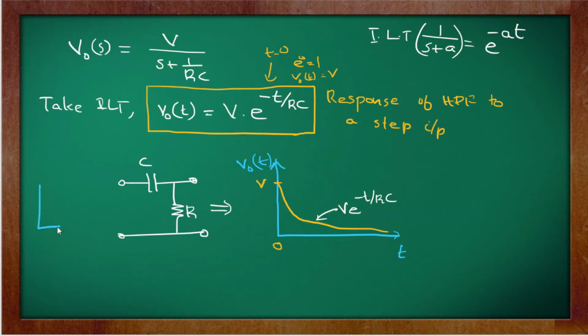So if I apply a step input of amplitude V, and this is applied as Vi to the high pass filter, then the output V naught is obtained like this. The response of the high pass filter will be an exponentially decaying function of the form V e raised to minus t by RC.